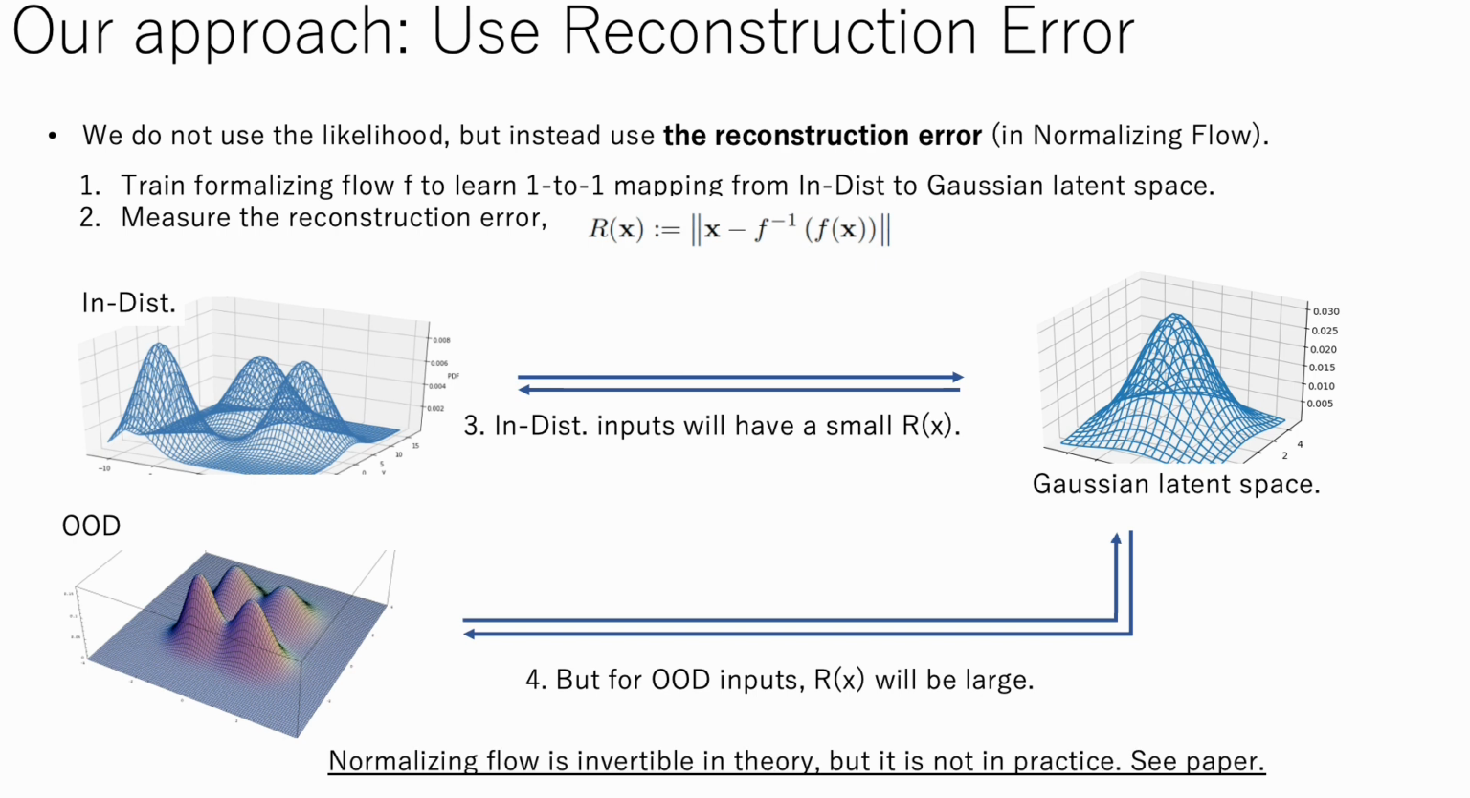One may think that because normalizing flow is invertible, there is no reconstruction error. But actually, it has. For the details, we'd like you to see our paper.